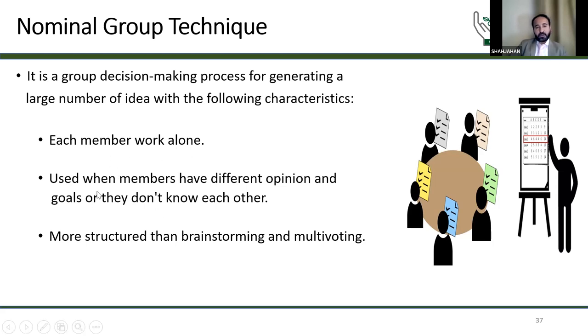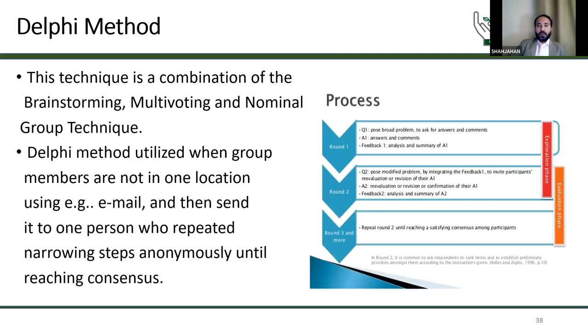So each member will work alone, and it is used when members have different opinions. This is a very important point: we use this when the people are from different groups and have different opinions. It is better that they do not discuss in front of each other; they just write down on the paper. After that, the Delphi method technique.